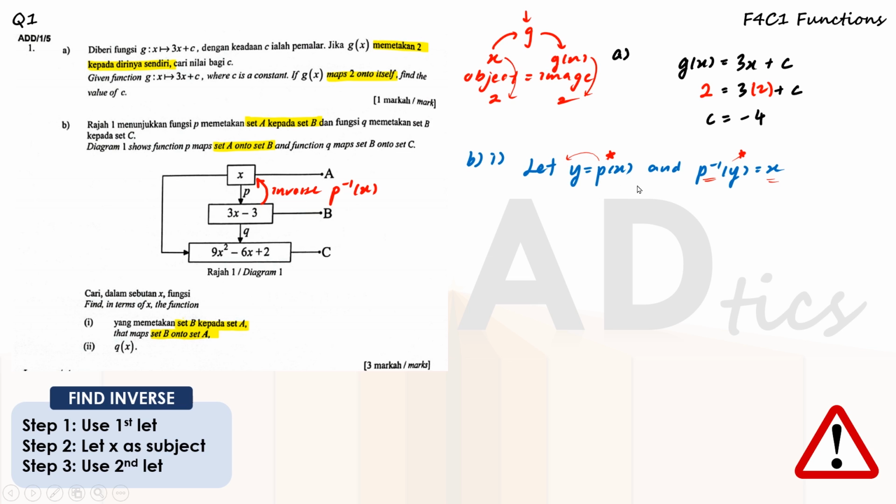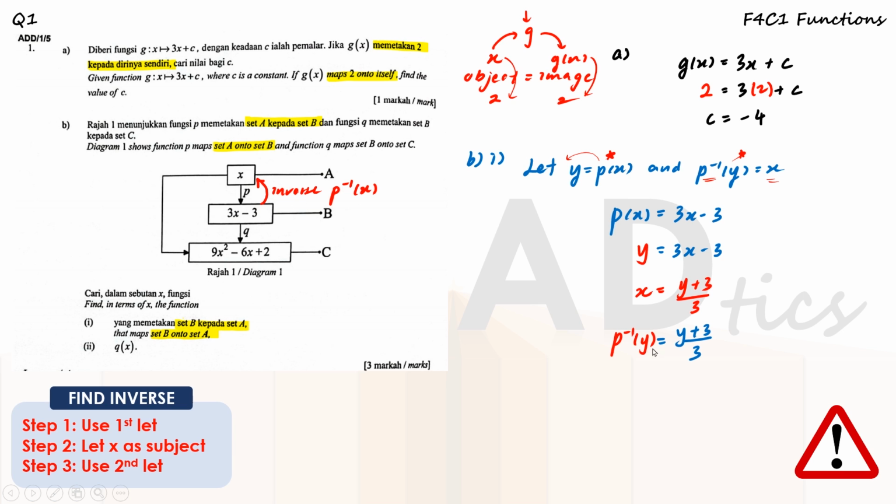Right, so this is our equation, and we'll use the first step, which is to use the first let equation. So for the p of x here, I would change it to y. Okay, so this is our first step. Second step, let x as the subject. So this means that I will only remain x on the left side, and everything moves to the right. And the third step is we need to use the second let, which means we need to change this x to be p inverse of y.